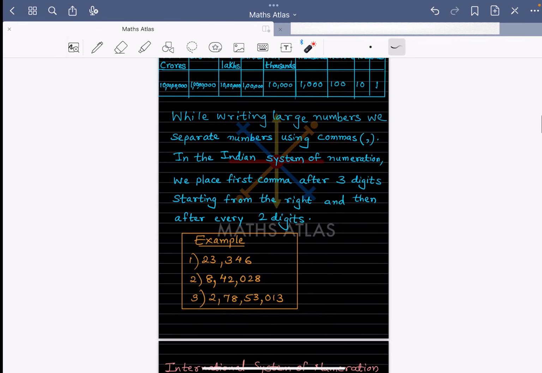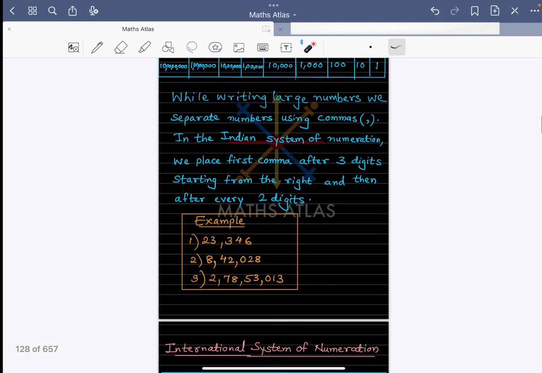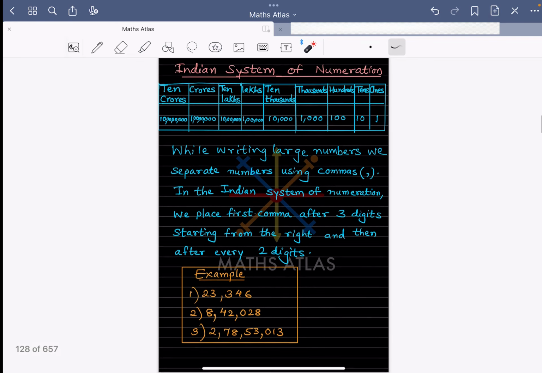Now see here, this is 3. This is 2. There is no number after that. Now this is 3, 2, and there is a single number remaining, so let us keep it as it is. 3, 2, 2, and the same over here. So this was something about the Indian system.